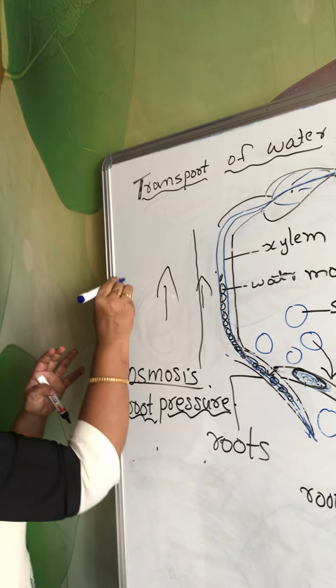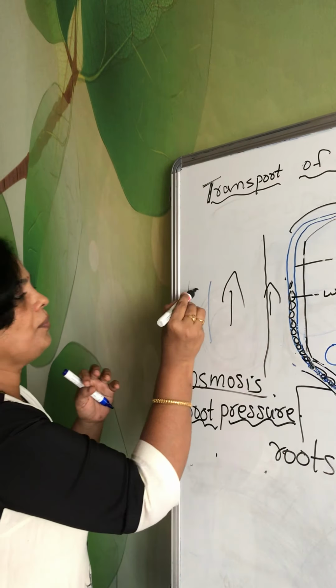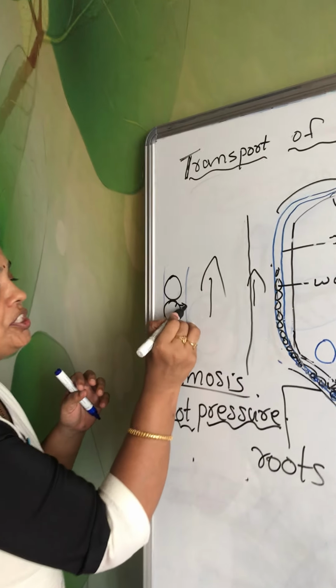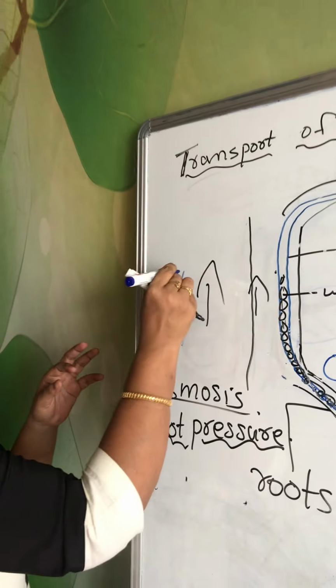So this is the xylem vessel and this is the water molecule, and this water molecule is exerting a pressure on the walls of the xylem.